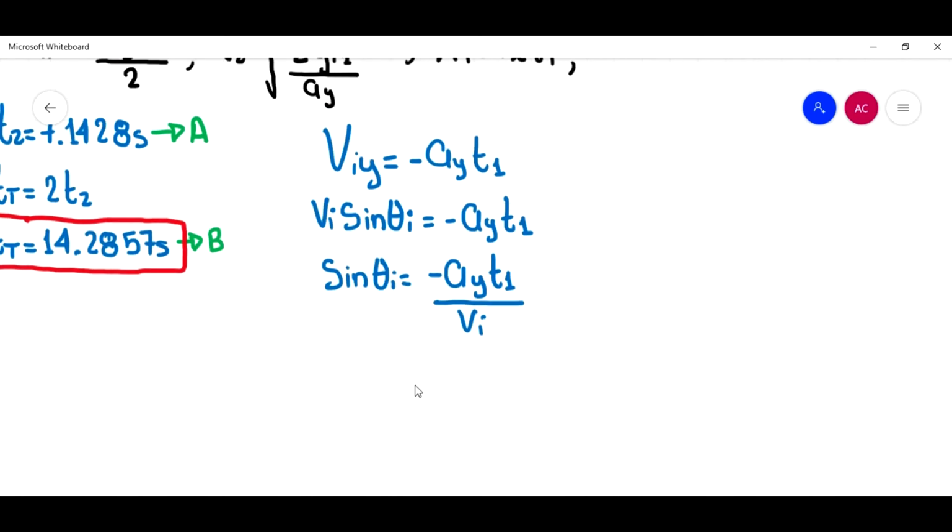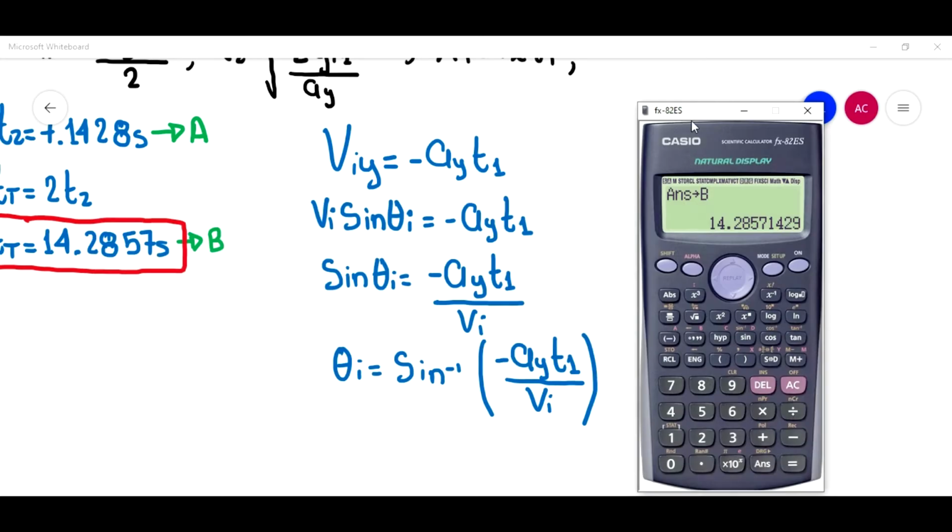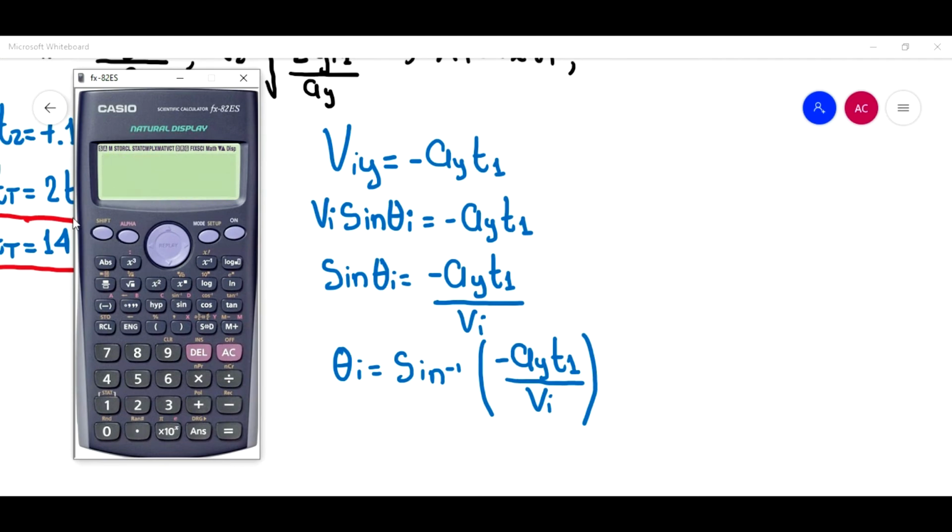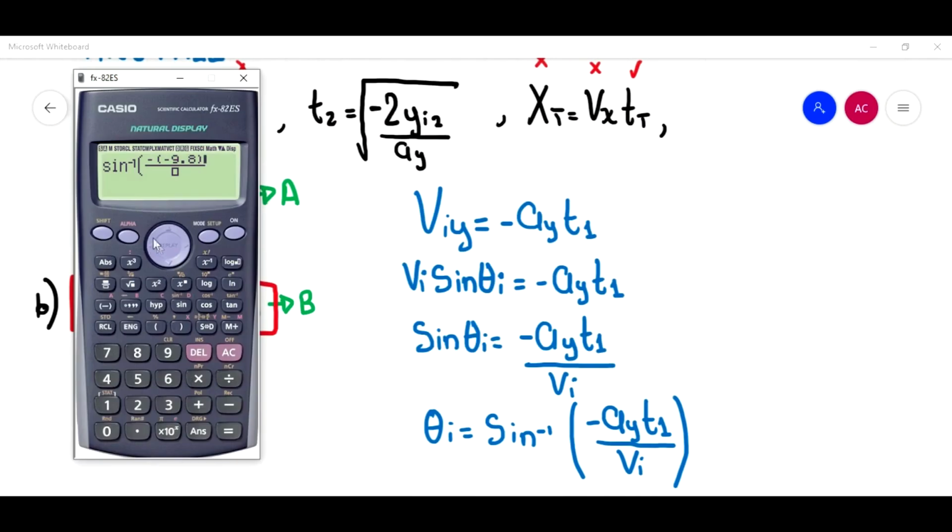So finally, the initial angle equals sine inverse of minus acceleration in y that multiplies time 1 over initial velocity. Okay, so let's do it in the calculator over here. It's going to be shift sine fraction, negative the acceleration, the acceleration is also negative, times time 1, and time 1 equals time 2, and that value I got saved in memory A, over initial velocity.